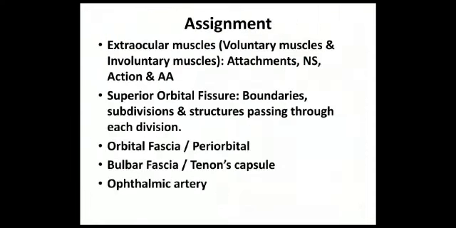So coming to the assignment, the main question to be asked is: enumerate the extraocular muscles. So we have to mention both the voluntary as well as involuntary muscles, attachments, nerve supply, action, and applied anatomy. The semi-essay questions are superior orbital fissure. So you should know the boundaries, you should know its subdivisions and structures passing through each division. The orbital fascia or the periorbital fascia, the bulbar fascia, also called as Tenon's capsule, and the ophthalmic artery.